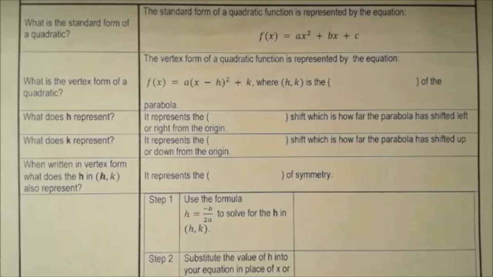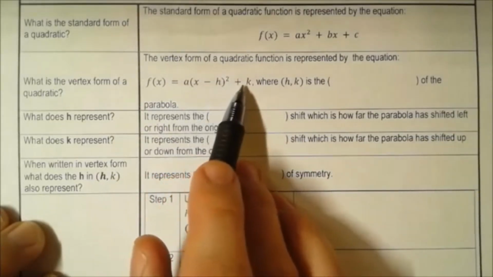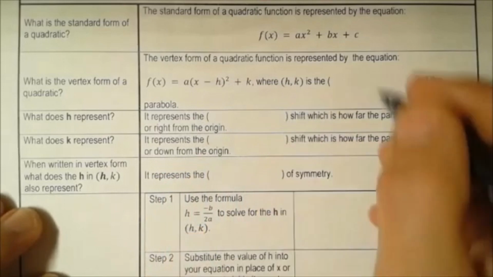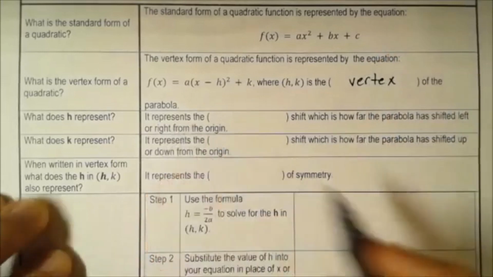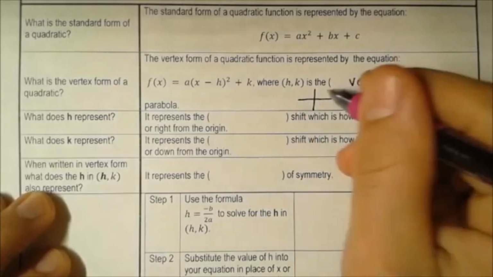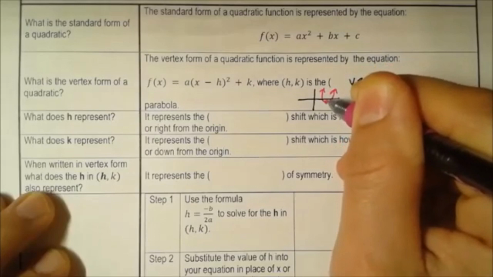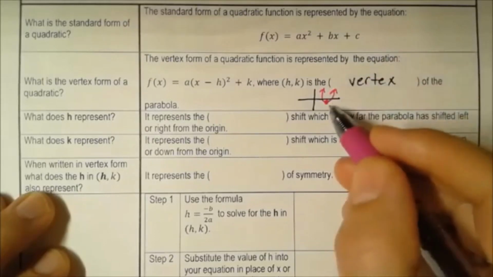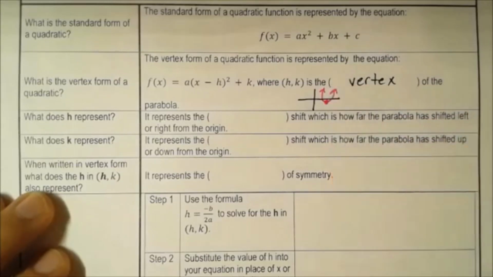Now, if you notice below it, it says what is the vertex form of a quadratic? And the vertex form of a quadratic function is represented by the equation f of x is equal to a times x minus h squared plus k, where hk is the vertex of the parabola. So keep in mind when we say vertex of the parabola, if we had a parabola that had been shifted over, the vertex is the minimum point or maximum point of a parabola, and its x value would be the line of symmetry that divides it in two.